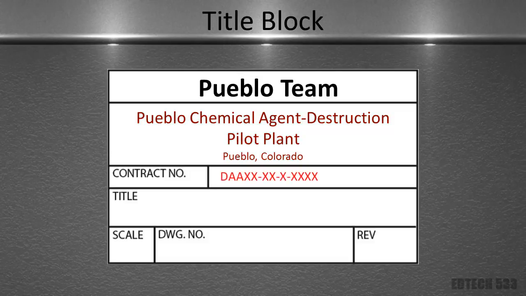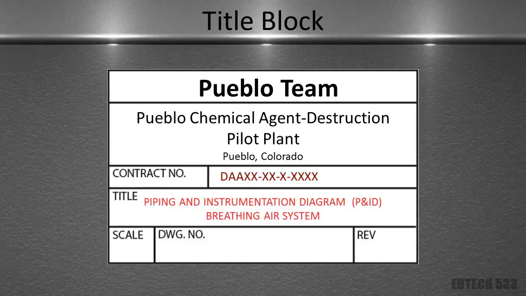Next would be the contract number for that particular project. Then we have the title of the drawing itself. Now, the title gives you a snapshot of what you're looking at. It gives you an idea of what that particular drawing covers.